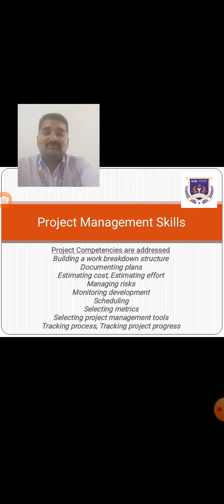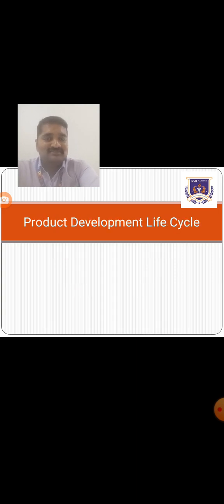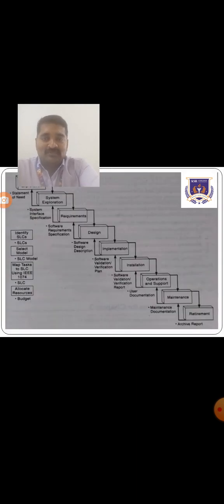Then coming to the project management skills, this is what is being explained: project competencies addressed, such as building a work breakdown structure and documenting plans, which we saw already. Then coming to the product development life cycle, these are all the things that we need to consider, starting from the beginning till the refinement phase, and how the flow is considered. You can ask me why the arrow is repeatedly given. It depends on the improvements and observations that need to be processed again. That is what is happening there.